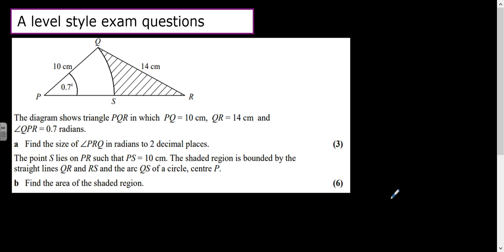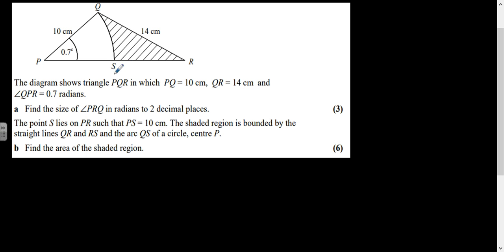So here we're going to start using radians. Now this is an A-level exam style question. You'll see a lot of these styles of questions, which basically have triangles with sectors of circles involved. So you can pause the video and take in the information, but effectively what we've got here is a PQR triangle. PQ is 10, here it is over here. QR is 14, here it is here. And QPR, this angle down here, is 0.7 radians. That's the only difference. We're not working in degrees anymore, we're working in radians. So good idea to switch your calculator to radians now, so that you don't forget when you're doing the bulk of the question. Find the size of that angle PRQ.